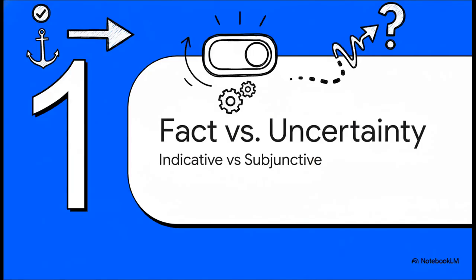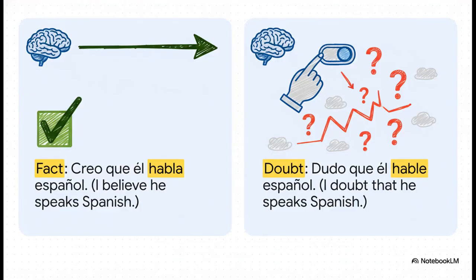All right, so let's dig into that. We're going to start with this core difference between fact and uncertainty. See, in Spanish, there's a really clear line drawn in the sand. On one side, you've got facts and firm beliefs. On the other, you've got everything that's kind of hazy or unsure. And crossing that line is what flips the switch from the normal verb forms you already know to the subjunctive. This is the perfect example.